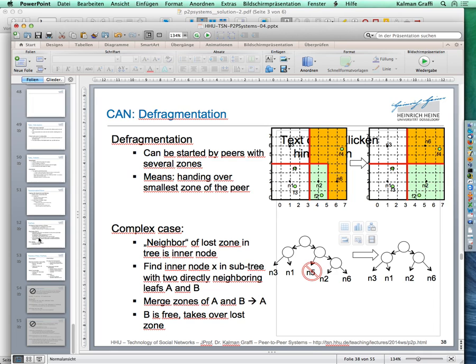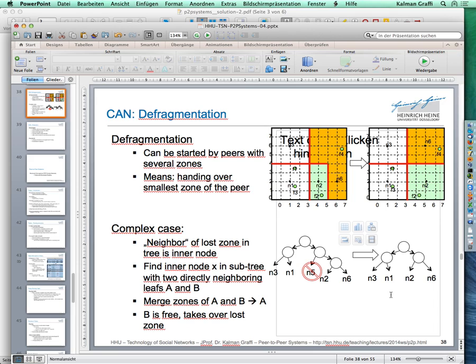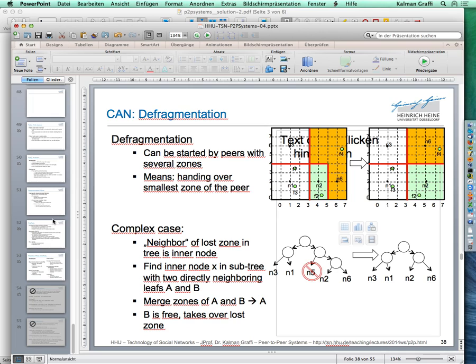If we don't have one single leaf at the neighboring side, like here, for example, n5 is lost, or it's a bad example, then we have to go down this neighboring subtree until the bottom, until we find two leaves, and one of them can take over. So this is the trick. Okay, so this is for the repetition and the exercise for today.